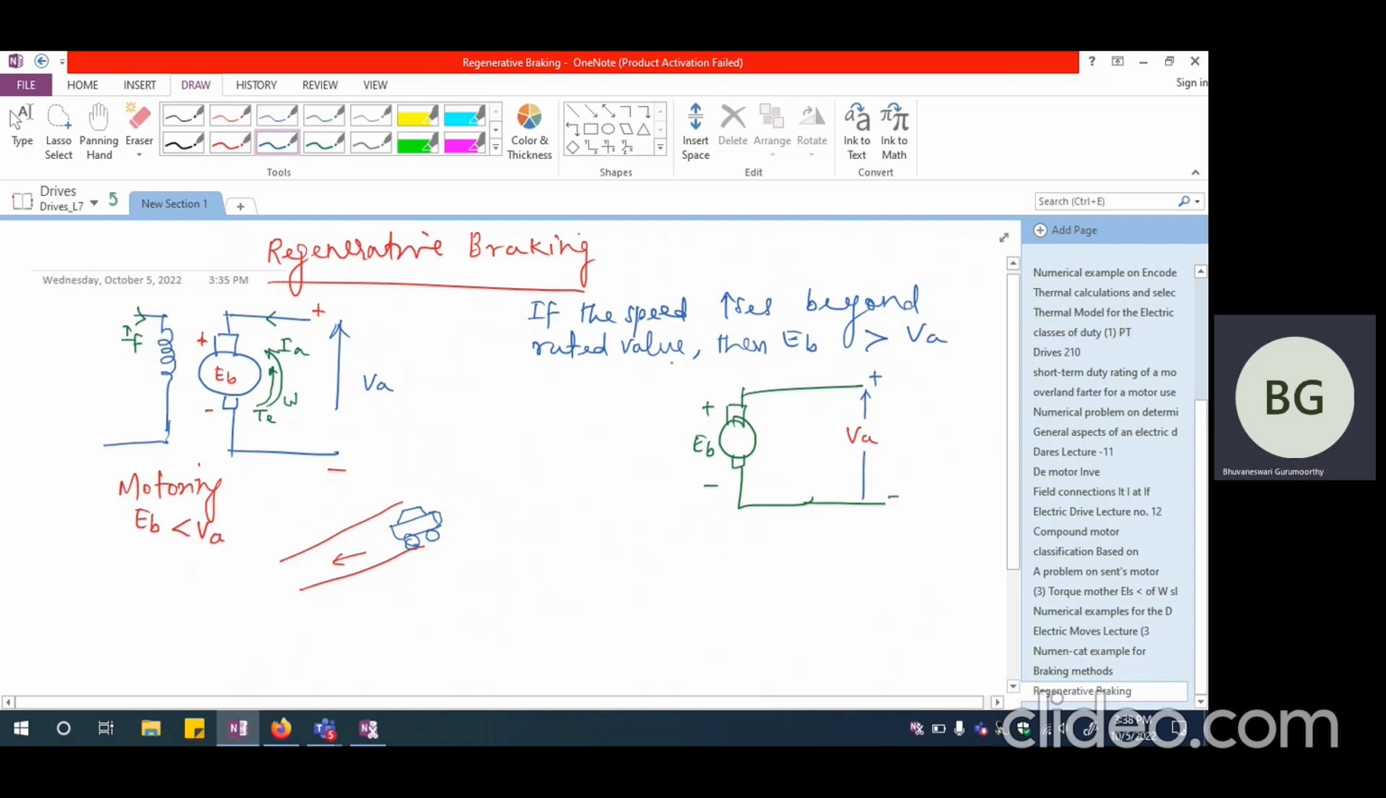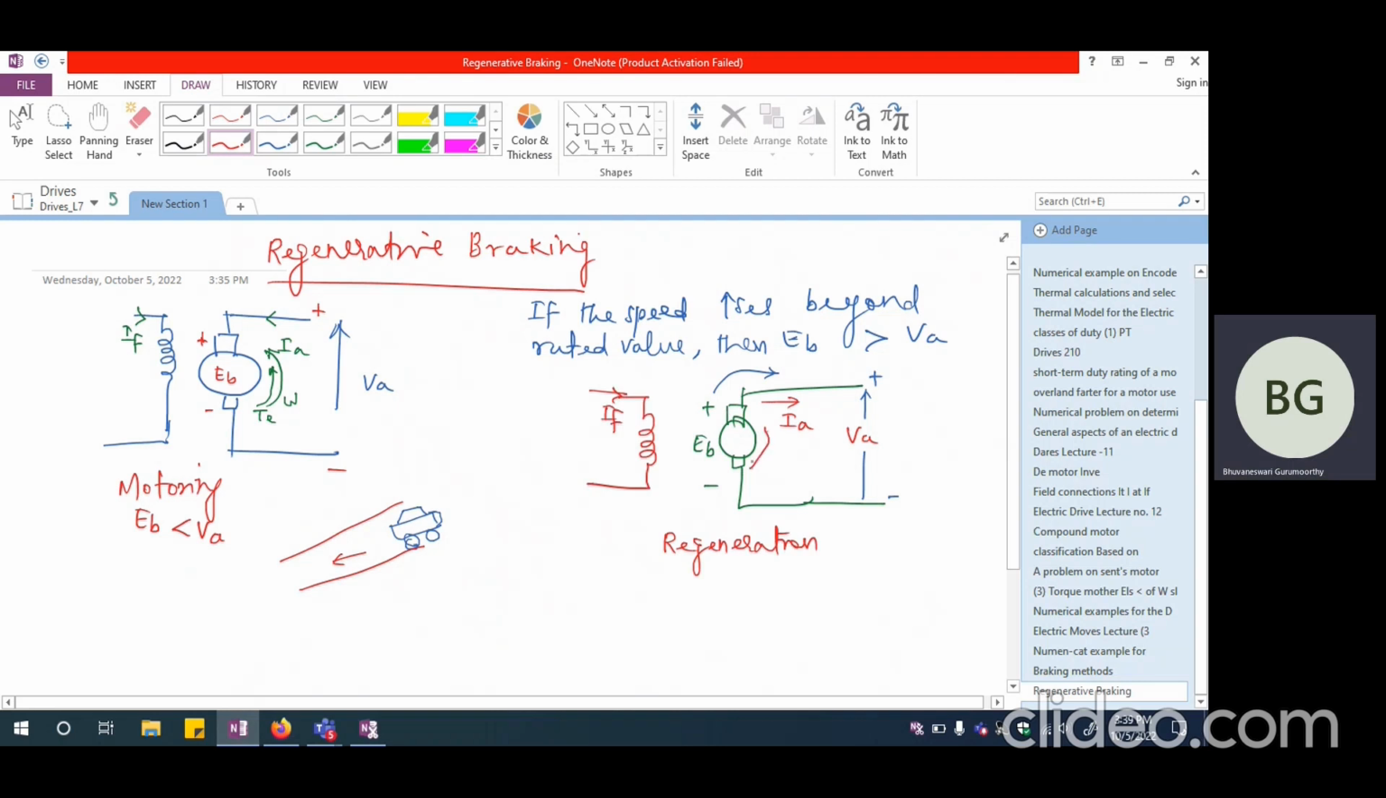So if EB becomes greater than VA, the current has to flow in this direction. If the current is flowing in this direction, please note the armature current is going to be in the opposite sense compared to the motoring operation. So this is regeneration, because armature current has reversed its direction, whereas the field is still in the same direction. This I have not changed at all.